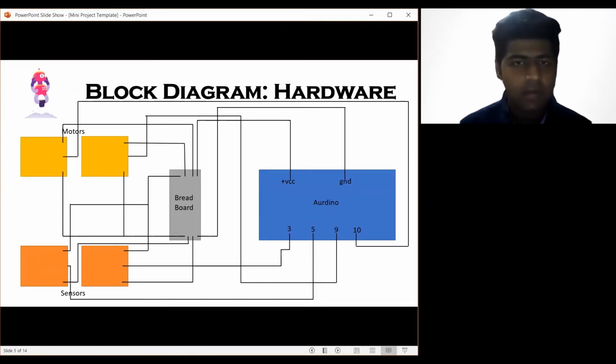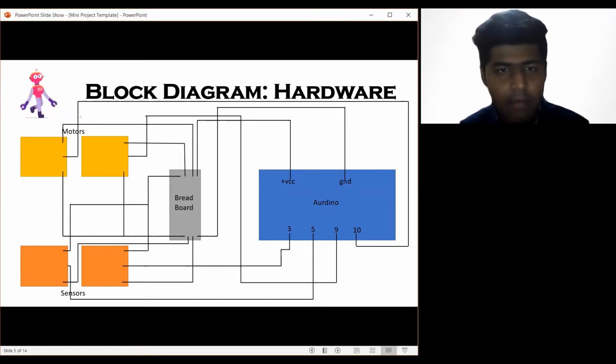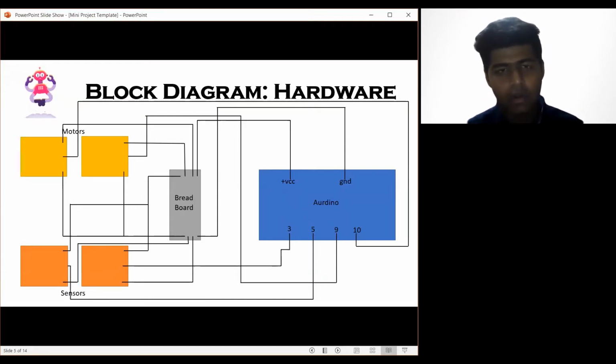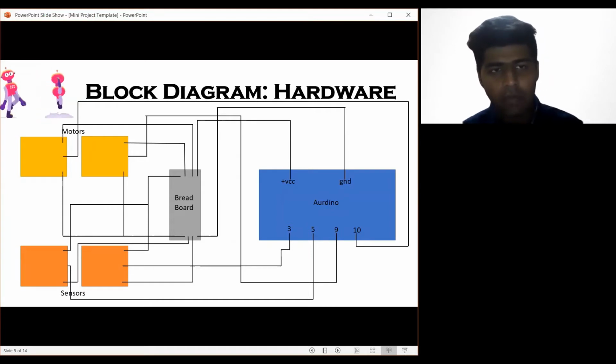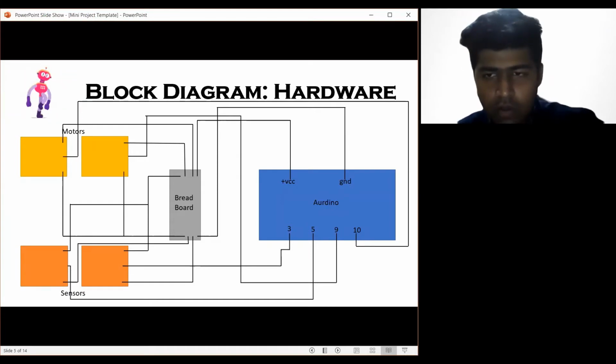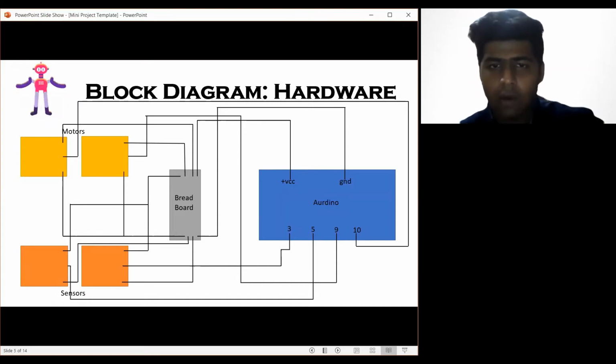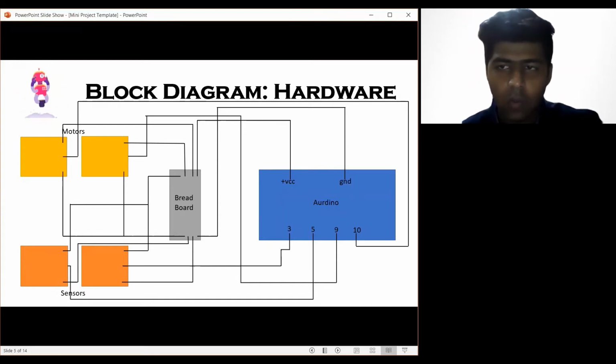So this is the basic block diagram, that is the hardware diagram. As you can see, there are basically four major components: motors, sensors, breadboard, and Arduino. In the Arduino, on the top, you can see the plus VCC and ground connection, which is connected to the motors and the sensors. Basically the sensors give the input signal to the Arduino, and based on that signal, the motors provide their output. So I would like Oza to continue.